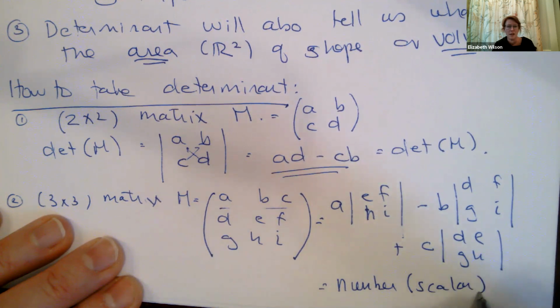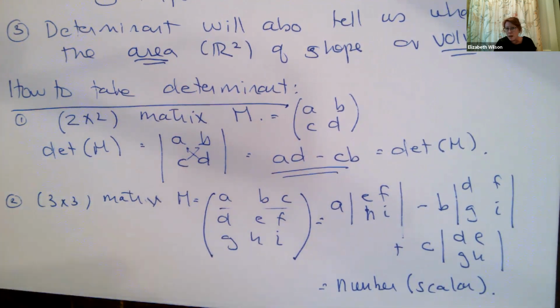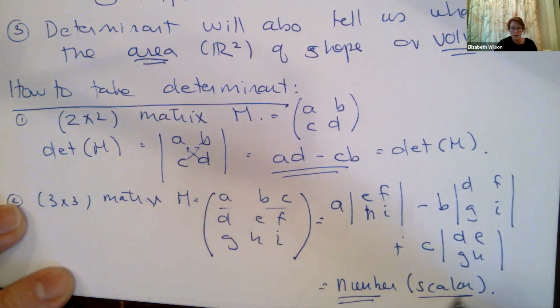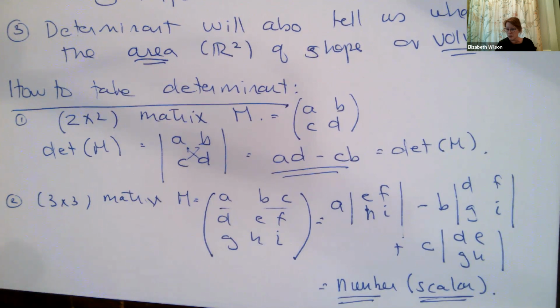And this is going to give me a number, a scalar. It's going to be positive or negative, right? Depending on what our values are turning out to be. It's not going to be a vector. It's going to be a number. The determinant is a number. It's not a vector. It's just a scalar number that we're getting out of things.